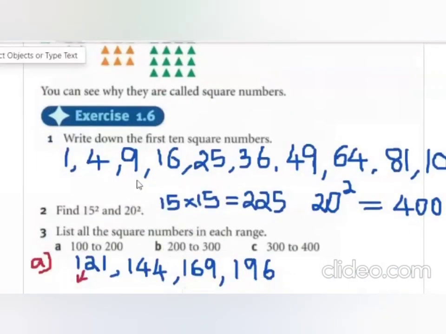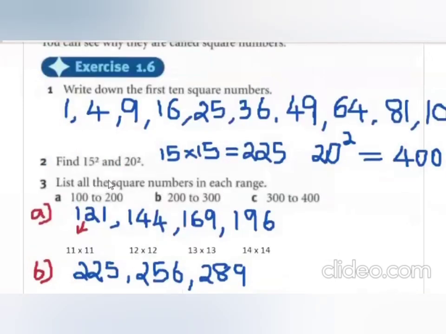Now we are going to see the question. Write down the first 10 square numbers. So what are the first 10 square numbers? 1, 4, 9, 16, 25, 36. These numbers we get by multiplying the same number twice. That is, 2 into 2 is 4, 3 into 3 is 9, 5 into 5 is 25, 6 into 6 is 36. So when you multiply the same number by itself, we get the numbers that are called square numbers. So up to 100 is written.